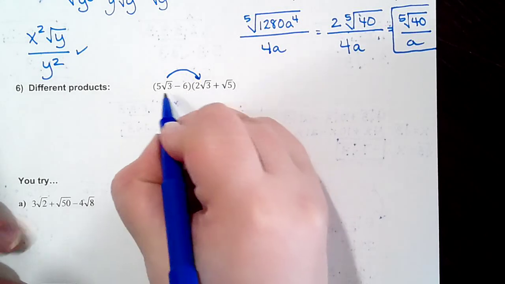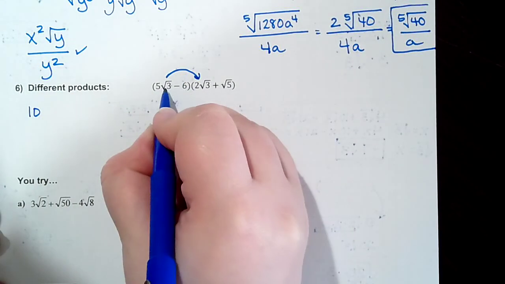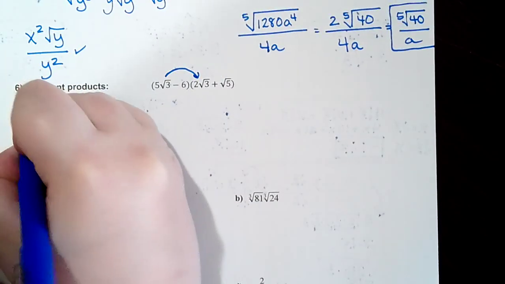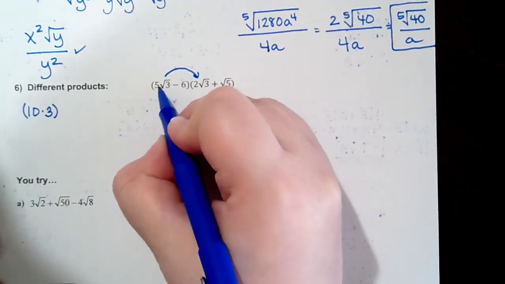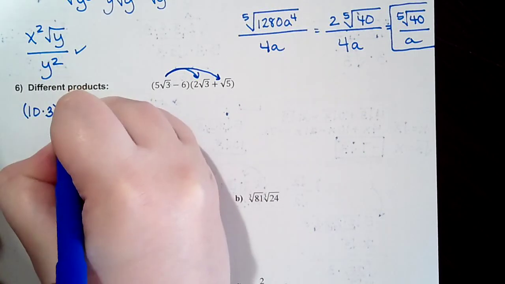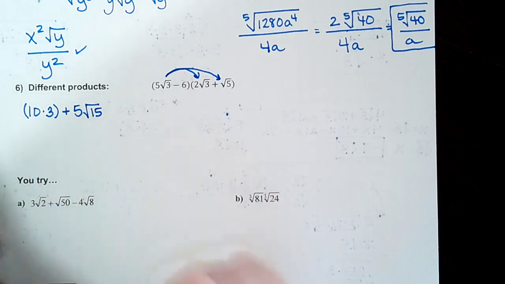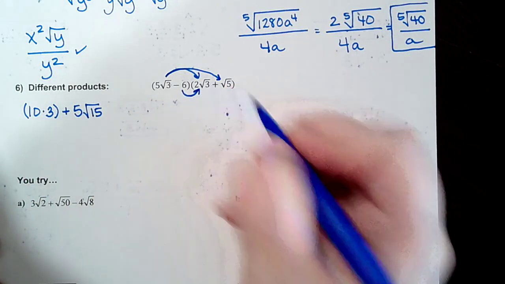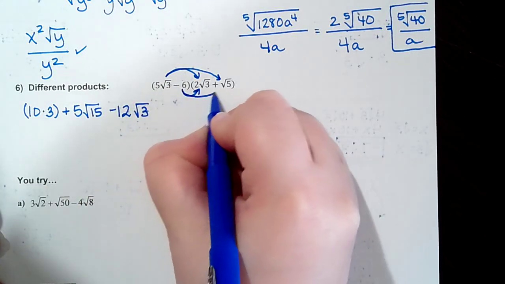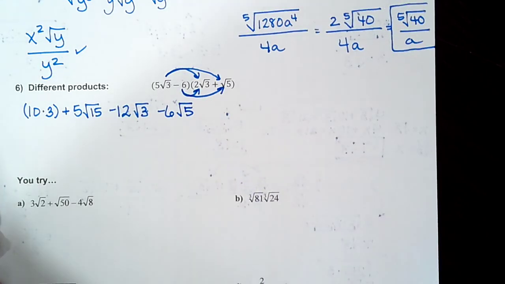So we've got 5 times 2, which is 10. 3 times 3, which is 9. The square root of 9 is then 3. So there's our first term. All right, 5 root 3 times root 5 is going to be plus 5 root 15. Negative 6 times 2 root 3 is negative 12 root 3. And negative 6 times root 5 is just negative 6 root 5.